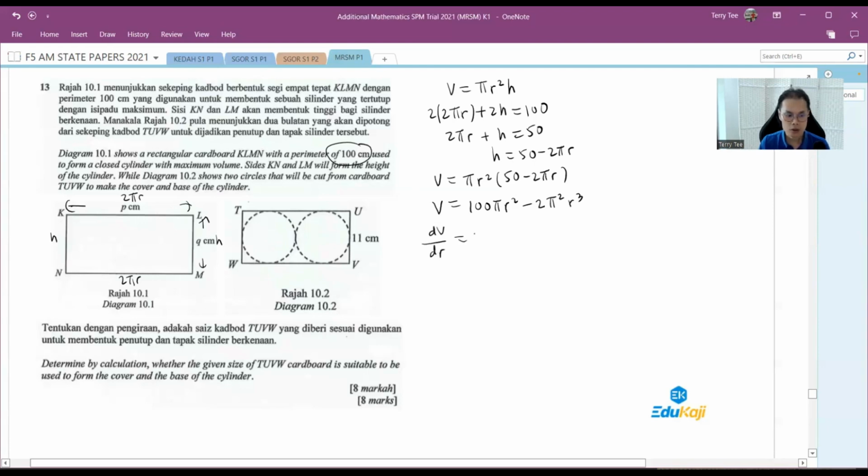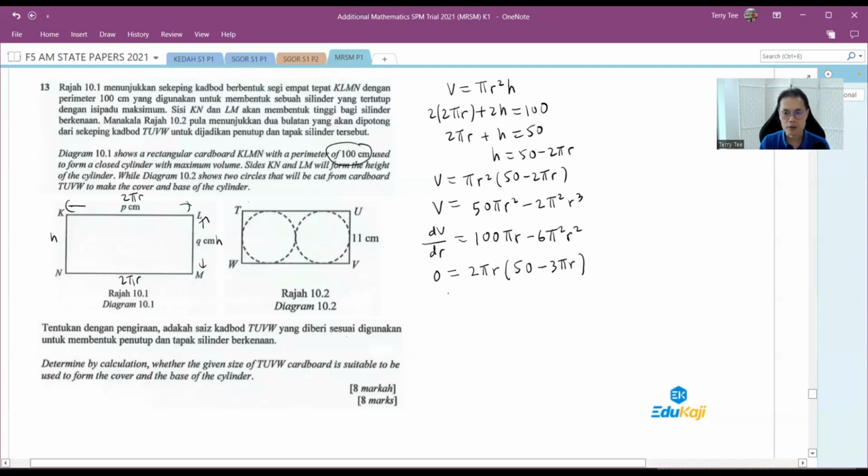Okay, sorry, I made a mistake here. This is 50, yeah, sorry, 50. This will be 100 pi r minus 6 pi squared r squared. Okay, at the point when you have a maximum or minimum, dV/dr is 0, and I think we can factorize this directly. Take out 2, take out pi, take out r. So you have 50 minus 3 pi r.